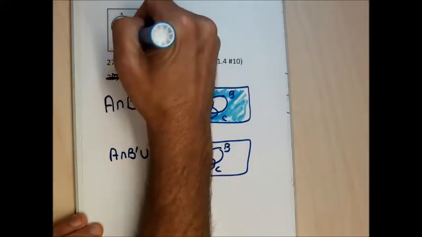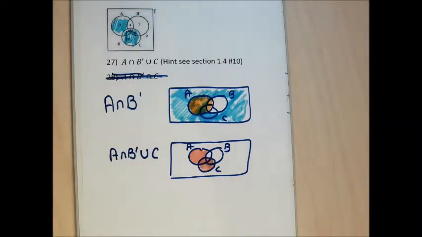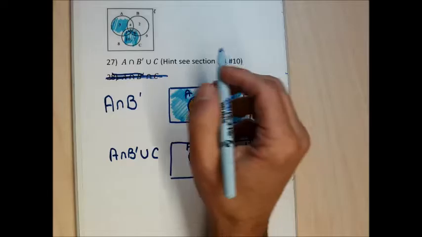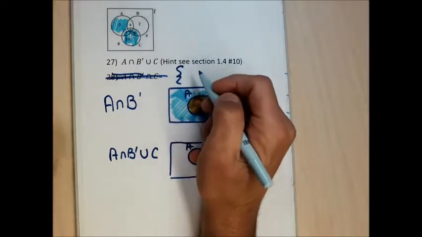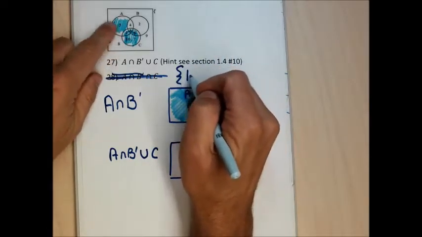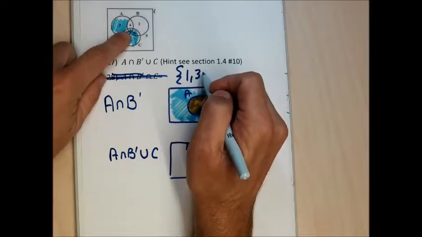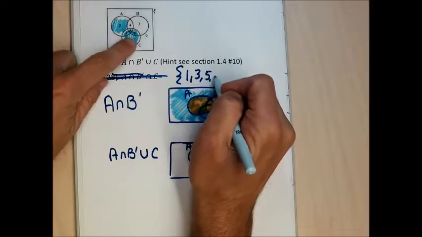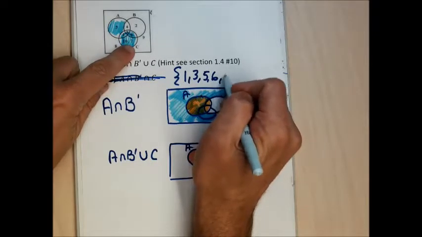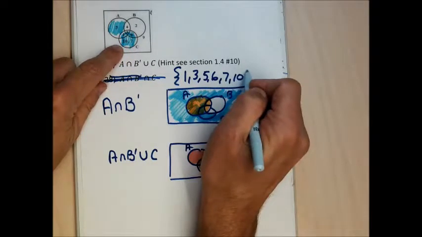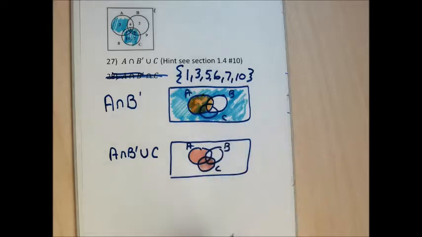So this is crudely shaded, but good enough. I have shading in the regions that need shading, and let me write down the answer to problem 27 now. The smallest number I see is 1, then I see 3, I don't have 2, I don't have 4, then I see 5, 6, 7, and 10. I believe the answer to 27 is 1, 3, 5, 6, 7, and 10.